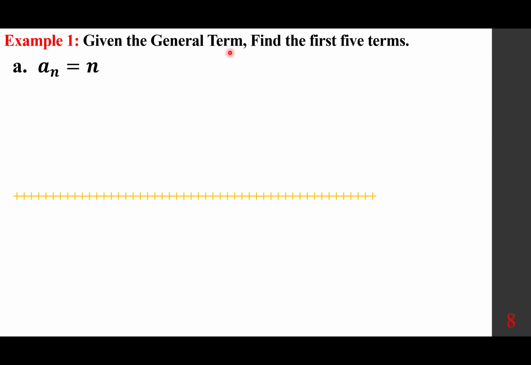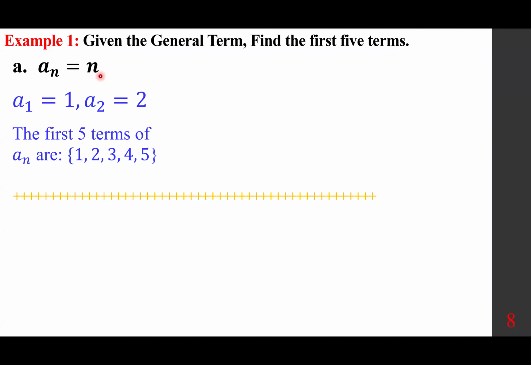Now, given the general term, find the first 5 terms. For example, a sub n equals n. This is very simple. All you have to do is choose n from the natural numbers, 1, 2, 3, and continue. If n is 1, it becomes 1. If it's 2, it becomes 2. If it's 3, it becomes 3. So this is very simple: 1, 2, 3, 4, 5. Why do we stop at 5? Because it's asking for the first 5 terms.